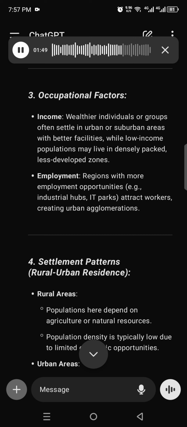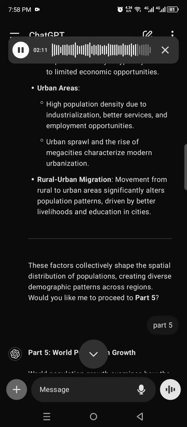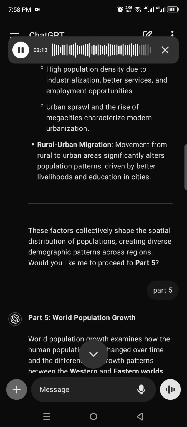4. Settlement patterns. Rural-urban residence. Rural areas. Populations here depend on agriculture or natural resources. Population density is typically low due to limited economic opportunities. Urban areas. High population density due to industrialization, better services, and employment opportunities. Urban sprawl and the rise of megacities characterize modern urbanization.